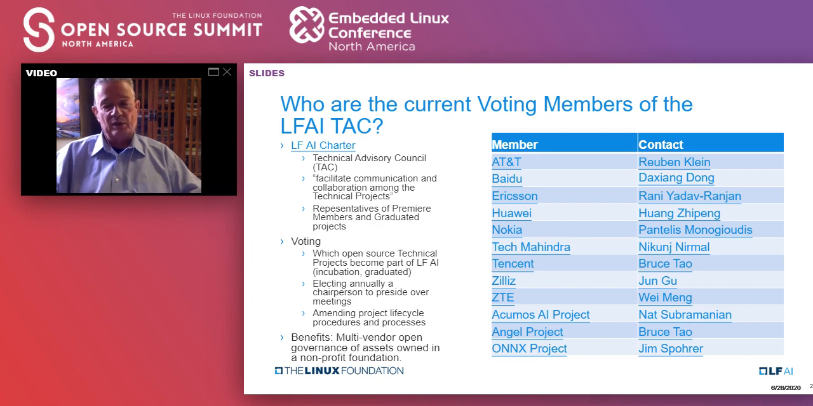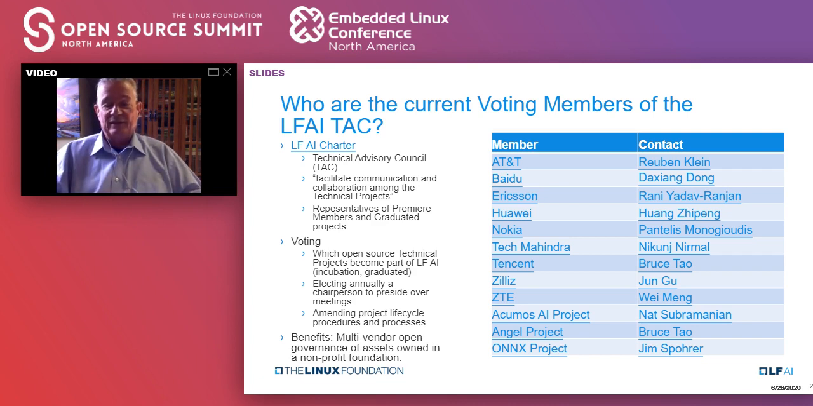So this is an important point that I'd like to just mention. So not only are the TAC calls for presentations and growing the community, but there's also work that gets done in a number of these TAC calls. Votes on which projects to admit to the Linux Foundation AI, as Ibrahim said, typically in an incubation mode. Votes on when a project is ready to be graduated, and other activities that require voting. So all of the premier members are able to assign a representative, a voting member, as well as all of the graduated projects, and you can see the names here.